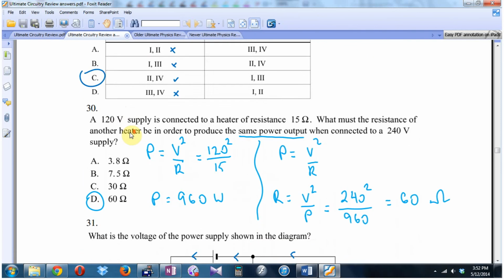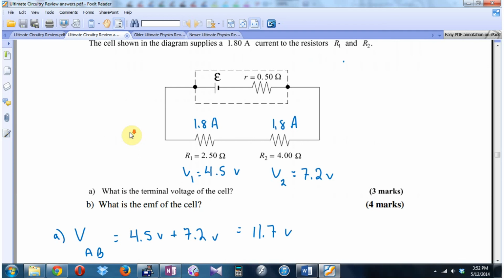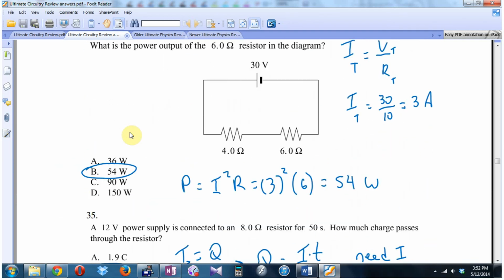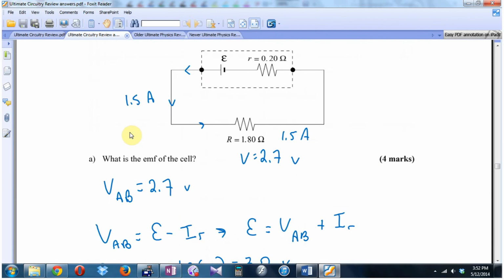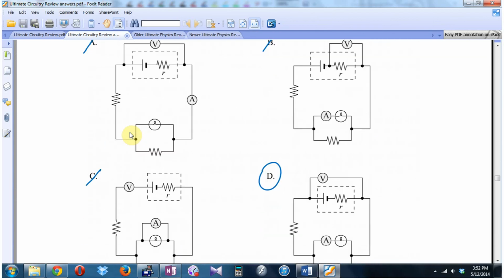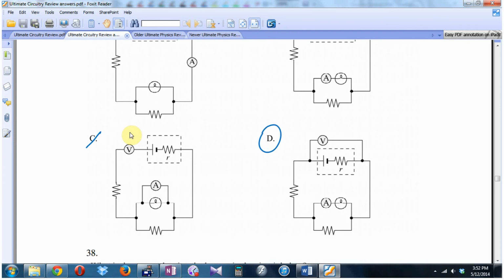Voltmeters, ammeters, 29 is good. Pretty much most of the rest of these I think are totally fair game. Yep, good, good, good, good, good, good, good. I don't think I'm going to ask you much about the graph questions. There's a couple of graph questions, which are nice, but I don't think I'm going to hit you up for that.